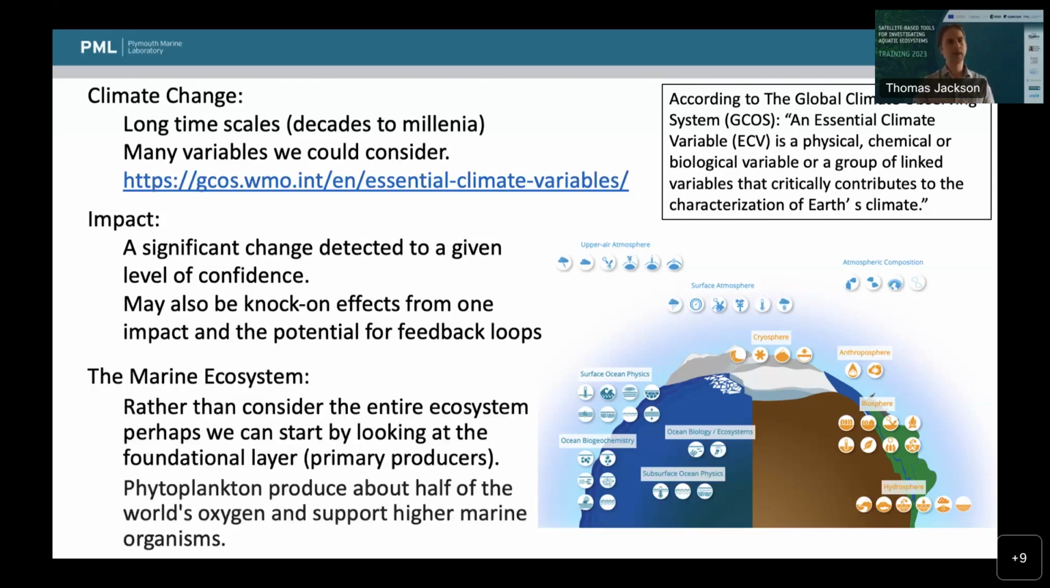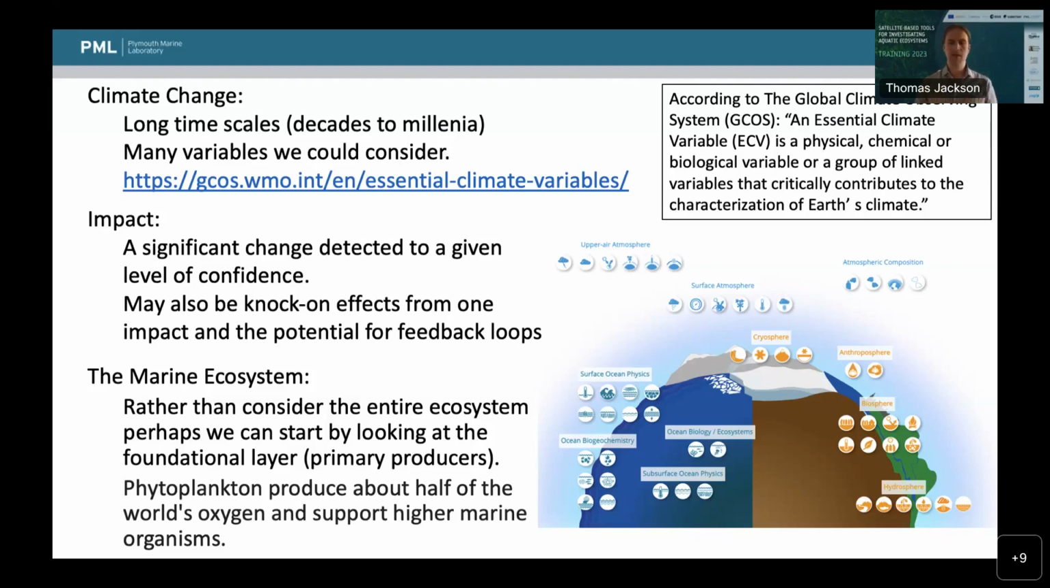And the marine ecosystem, so rather than considering the entire ecosystem at the minute, just for this talk, I'm going to focus with ocean color down onto the primary producers. So the phytoplankton, which are a foundational layer. And as I said, because they produce about half of the world's oxygen and support all of the higher marine ecosystems, it's actually a very important layer to look at. So if we see changes in that component of the ecosystem, we would expect to see changes elsewhere.